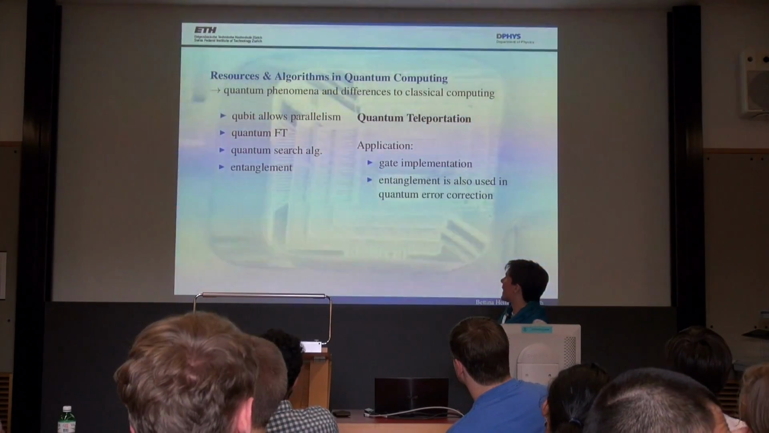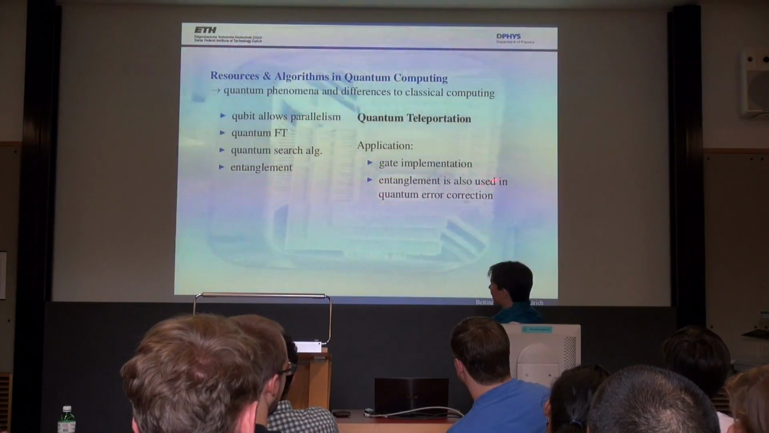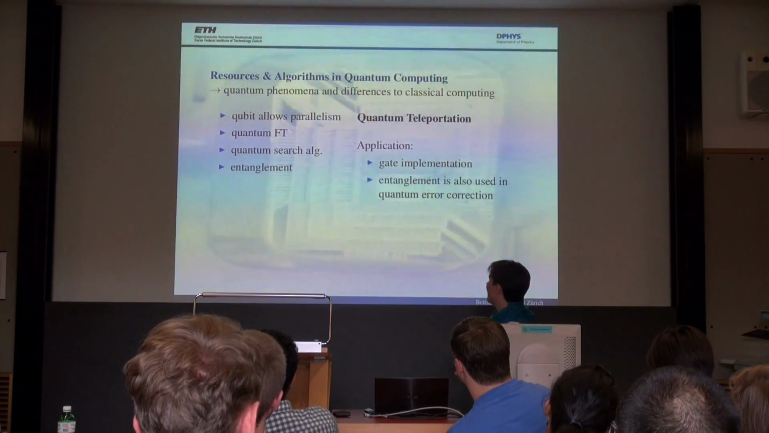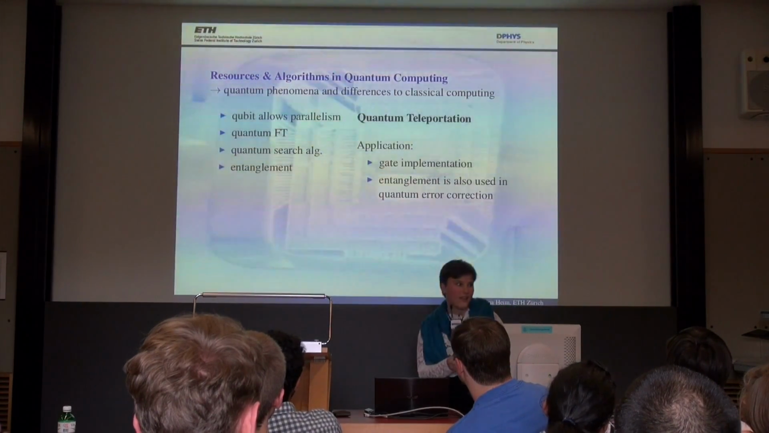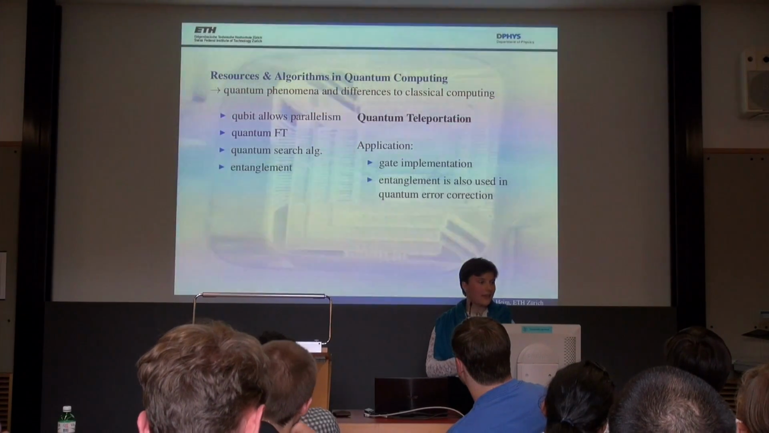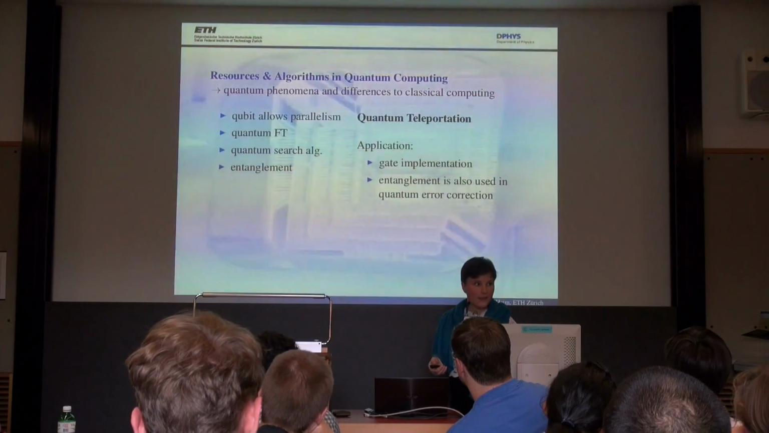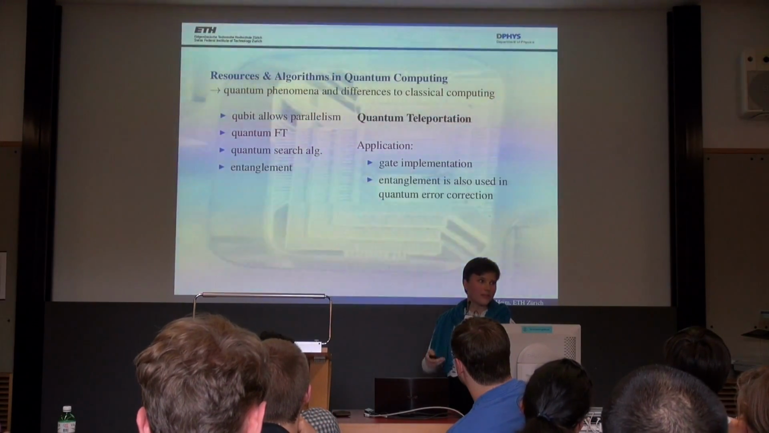So what can we do with that? Well, quantum teleportation is used to implement gates, so a bit more practical here. And entanglement in general is used in quantum error correction. And again, I'll not tell you a lot about quantum error correction for the sake of time, but you should know that you need quantum error correction because there's noise.